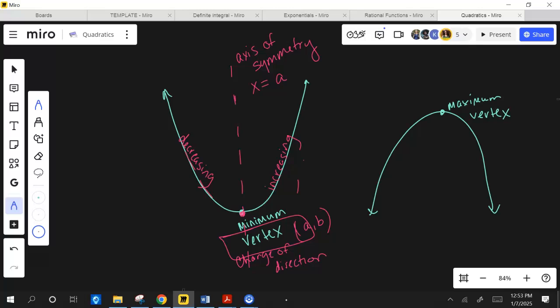They start out either increasing or decreasing. They change direction at the vertex. I've got an axis of symmetry that goes through the vertex. What else do I need to tell you about?